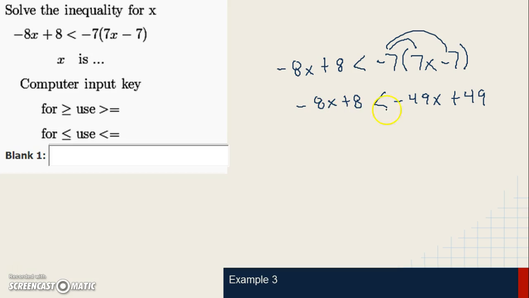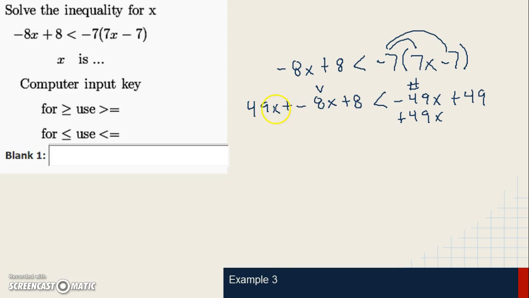In this case, negative 8 is larger than negative 49, so I'm going to make this my variable side. I'm going to make this my number side. I'm going to get rid of all variables here and all numbers here. I'm going to start by eliminating this negative 49x, so I'm going to add 49x. If I add 49x to one side, I've got to add 49x to the other side.